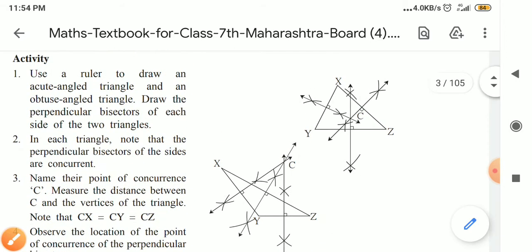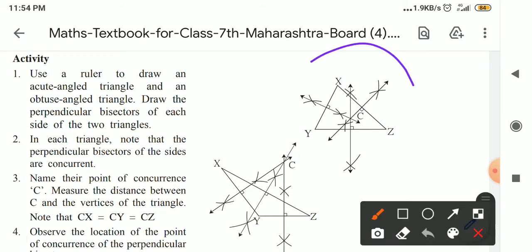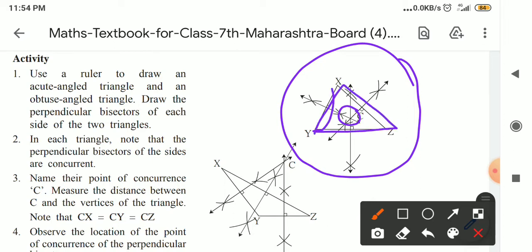For an obtuse angle triangle also, all the perpendicular bisectors pass through a single point. But here you will notice the difference. For an acute angle triangle, all these perpendicular bisectors meet inside the triangle. Here is the triangle XYZ, and you will notice that point C, the point of concurrence of these lines, is inside the triangle. And for the obtuse angle triangle, in this figure XYZ is an obtuse angle triangle, and you will notice that the point of concurrence is outside the triangle.